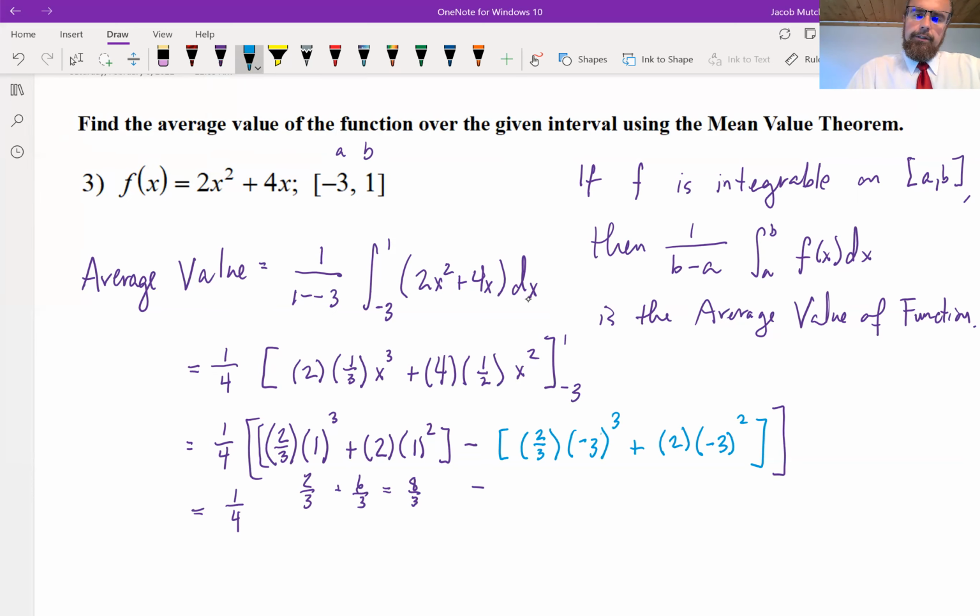So negative 3 cubed is going to be negative 27. And if I divide that by this 3 in the denominator of 2/3, that's going to be negative 9. Times 2 is negative 18. And then 2 times negative 3 squared, that's going to be positive 9 times 2, plus 18. So those cancel out. So really what I'm left with is 1/4 times 8/3. But then again, 8 divided by 4 is 2. So our final average value of this function is 2/3.